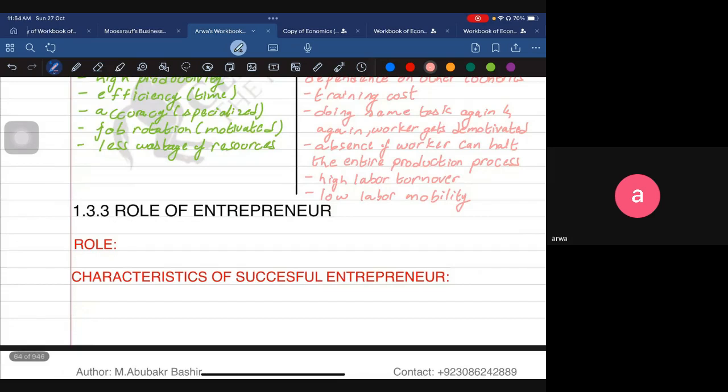Now when we talk about the role of entrepreneur, it is not too important a topic, especially when we talk about the characteristics of a successful entrepreneur. This is a topic which is very important in business, but not too much in economics, because very few questions sometimes come regarding this. So, role of entrepreneur. The role is basically to organize the production, and second is to take risk, like the investment.